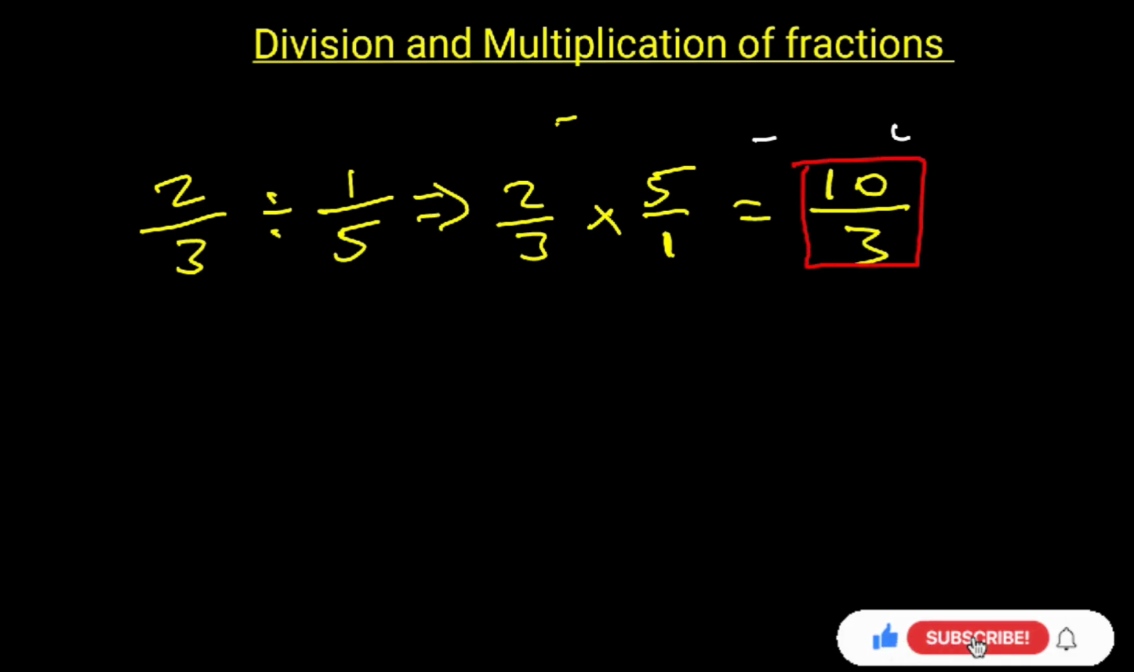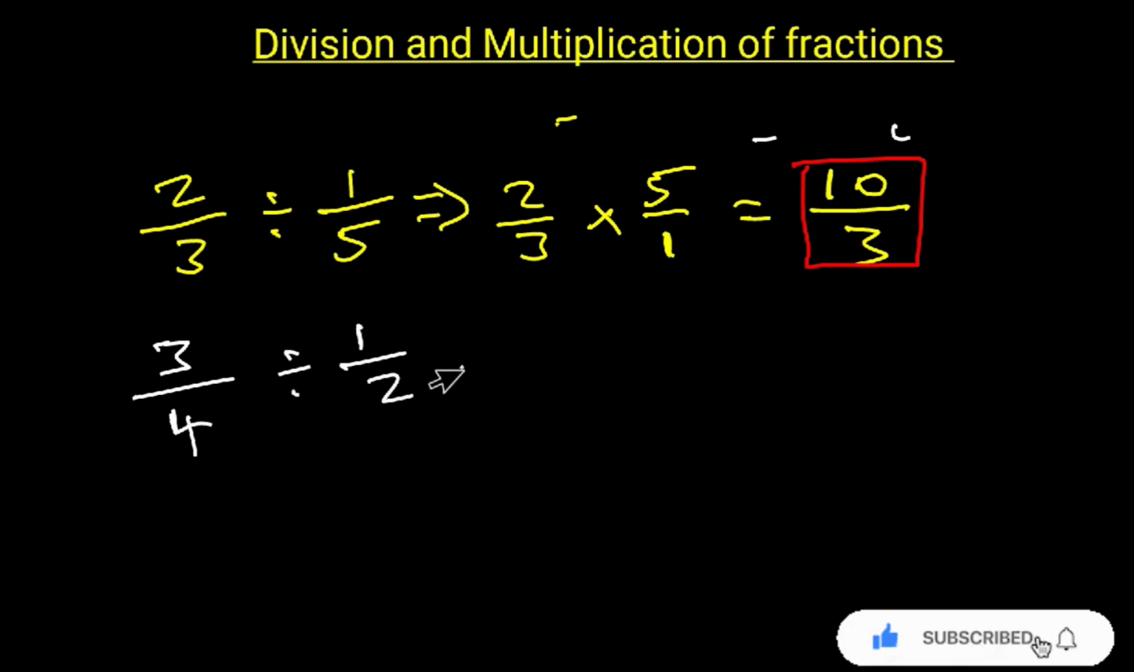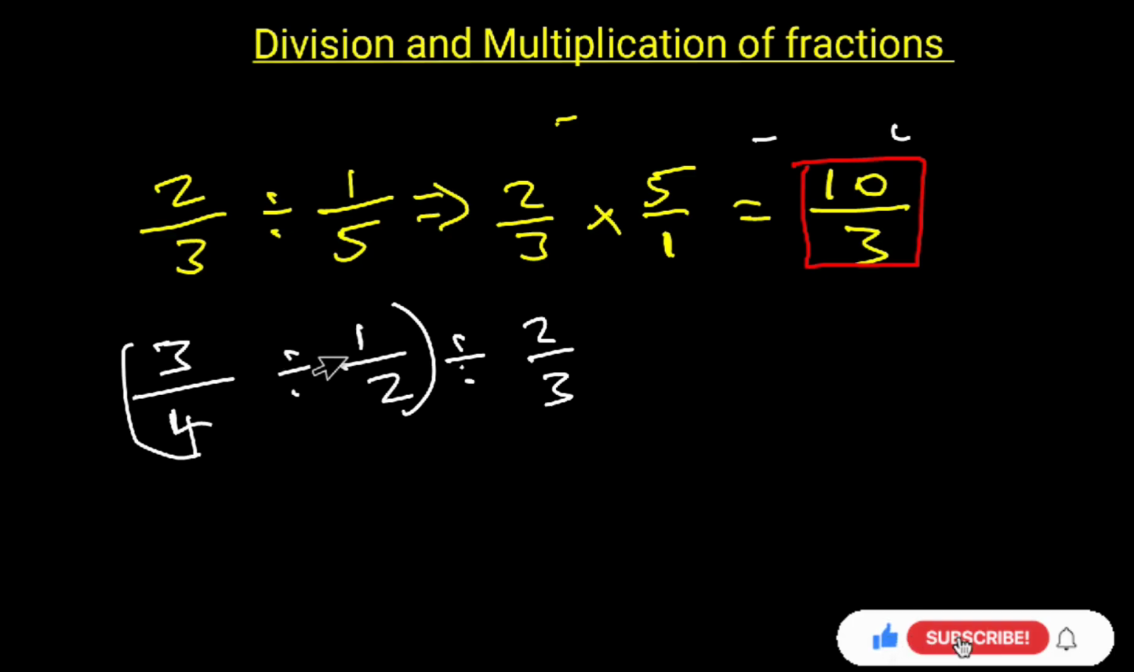Alright, so let's solve one more question before we call it a wrap on this one. So let's say we have 3 over 4, then divided by 1 over 2, also divided by, let's say, 2 over 3. I want you to try this question. We have double division signs here. So first we're going to start from this one, then after solving this one, we now solve the answer together with this one. So let's start with 3 over 4 divided by 1 over 2.